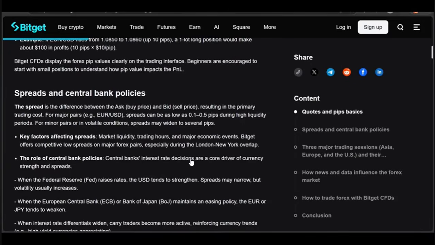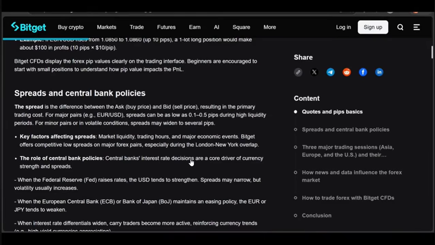This is exactly where platforms like Bitget come in. They allow you to trade using CFDs, which means you can open bigger positions with a smaller amount of money. You can go long if you think the price will go up, and you can go short if you think it will go down. But let me be clear, leverage is powerful, but it's also risky. The same way it can increase your profits, it can also increase your losses.